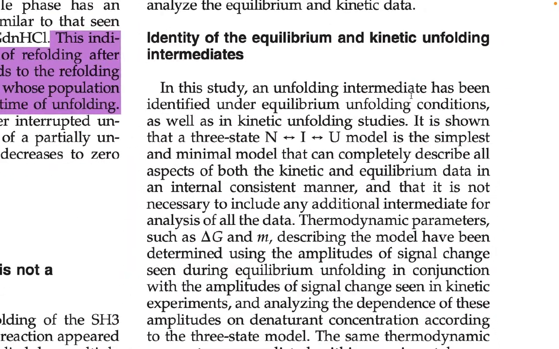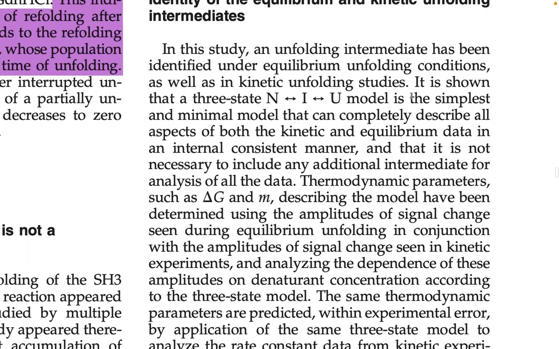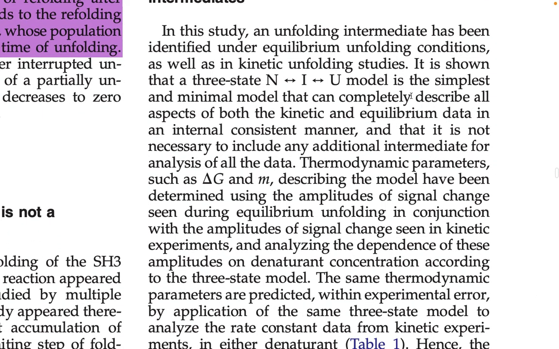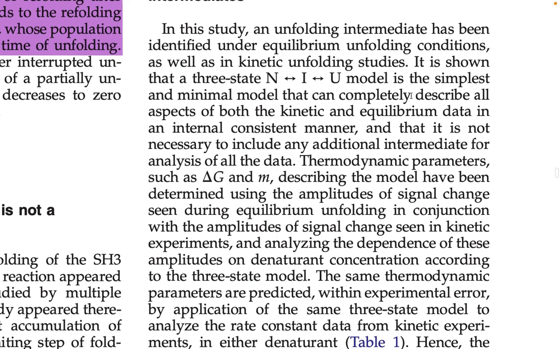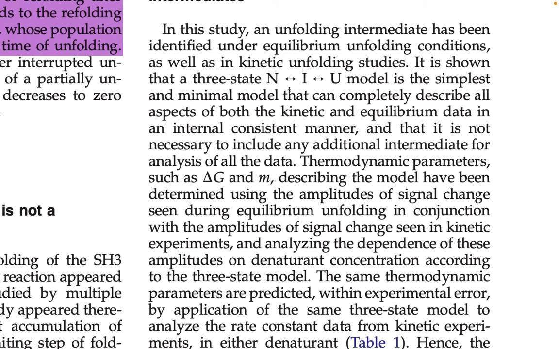The equilibrium intermediate has been identified under equilibrium unfolding conditions as well as in kinetic unfolding studies. It is shown that the 3-state N to I to U model is the simplest and minimal model that can completely describe all aspects of both kinetic and equilibrium data in an internally consistent manner, and that it is not necessary to include any additional intermediate for analysis of all the data.